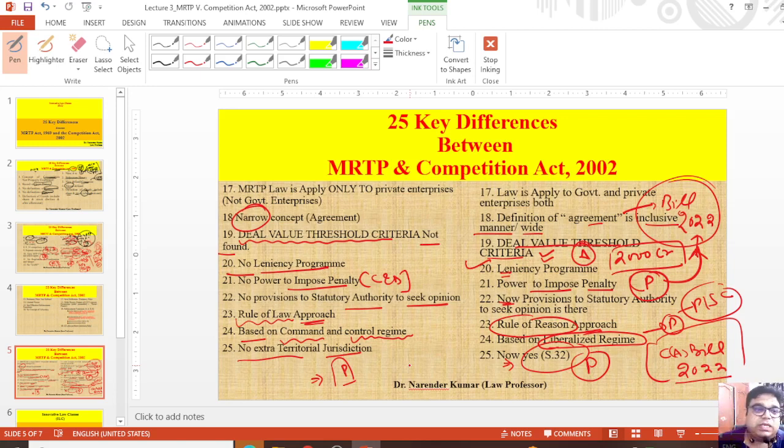So I hope this lecture is creating some value and will help you a lot in your exam. LLM के स्टूडेंट्स को पता है कि उनके एग्जाम में ये अराउंड 10 मार्क्स का कवर होता है. So if you have any doubt, you can ask me.